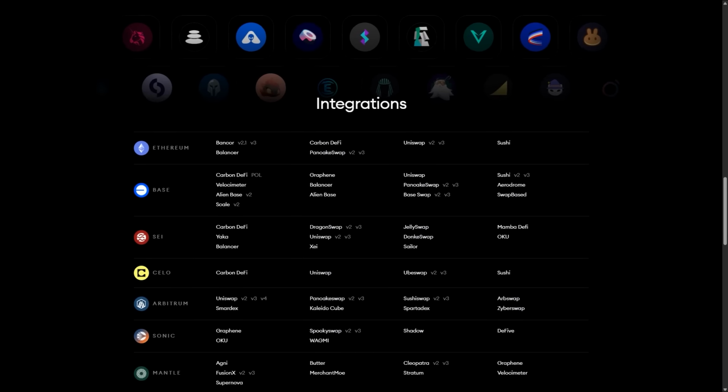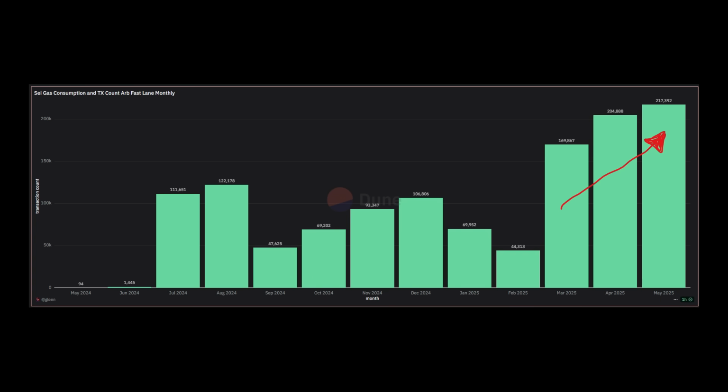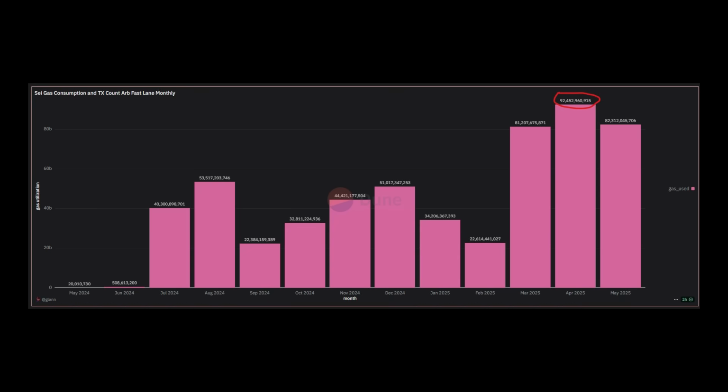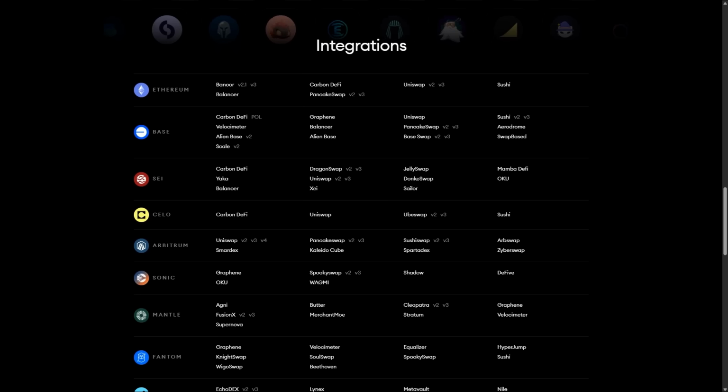In the months of March, April, and May of 2025, the Fastlane bot performed nearly 600,000 total arbitrage transactions and used nearly 250 billion units of gas. This increased use of the Sei token is entirely organic arbitrage, and the arbitrage performed resolved price discrepancies between 13 different exchanges on Sei, including Carbon DeFi, Bancor's flagship new DeFi protocol.